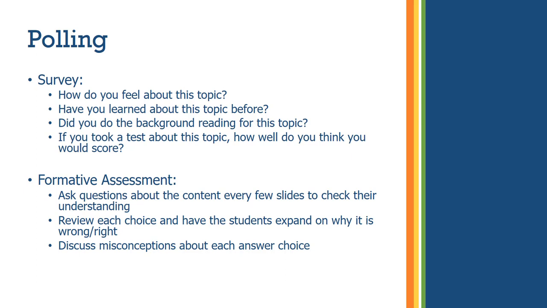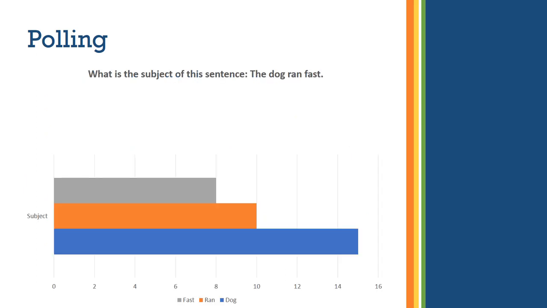So let's look at some of these polls in action. This is what the poll would look like when you get finished with it. So maybe the question is, what is the subject of this sentence? The dog ran fast. The answer choices are fast, ran, and dog. The students vote, and I'm given this graph. Looking at this graph, I know that most people said the dog, which is the correct answer, which is great. I noticed that some people said ran and some people said fast.